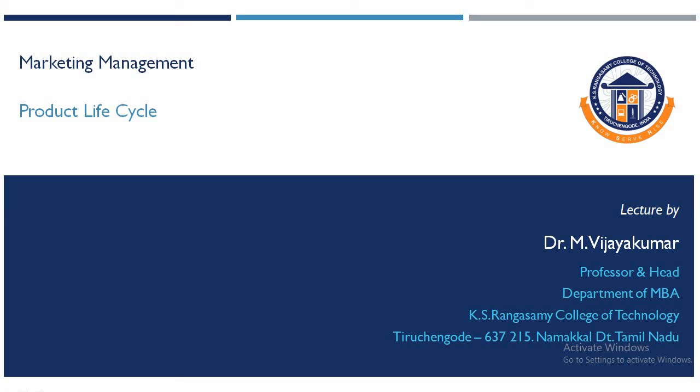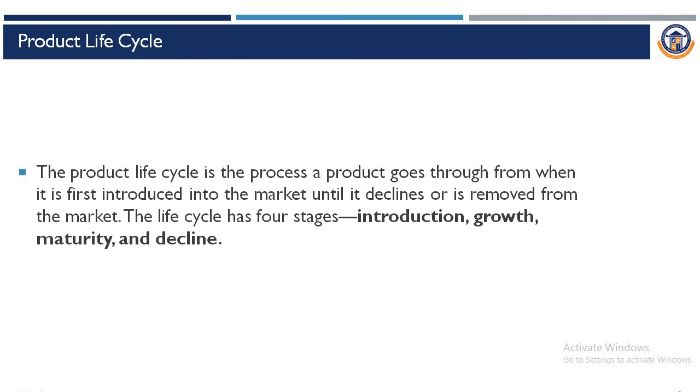Let's see this. What is a product life cycle? It is the process a product goes through from when it is introduced into the market until it declines or is removed from the market. As I told you, there are four stages for a product. They are introduction, growth, maturity, and decline. Let's see the nature of each stage.